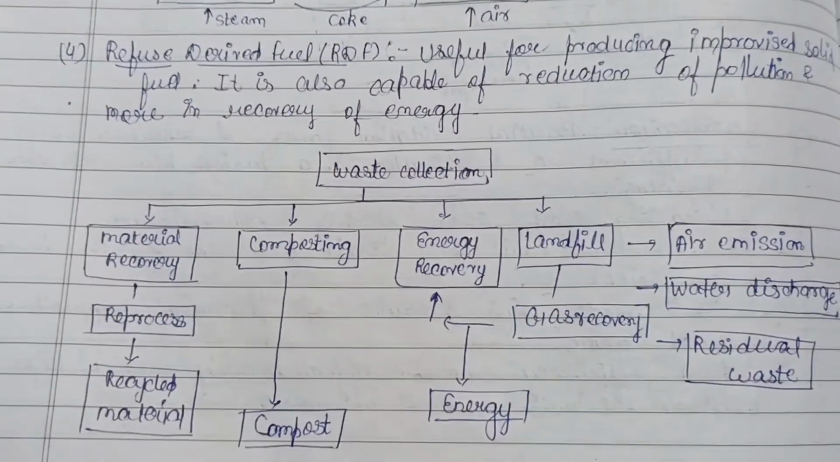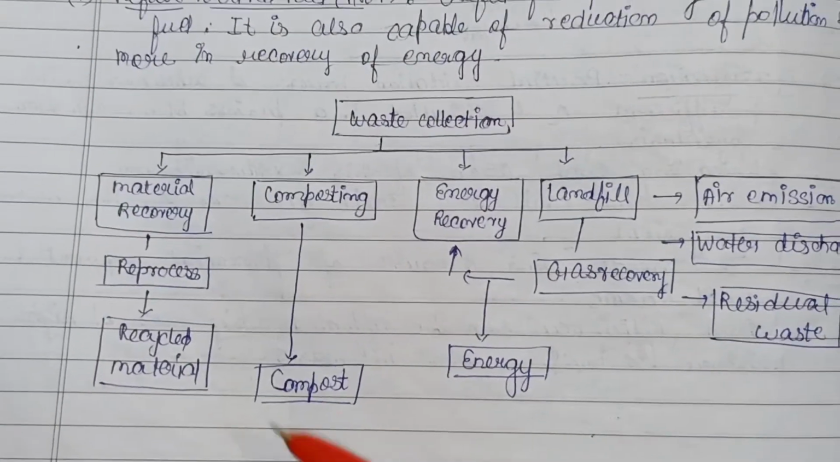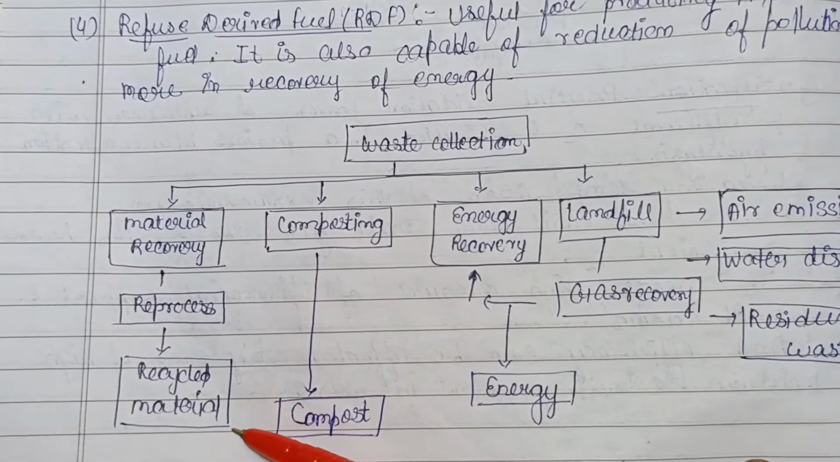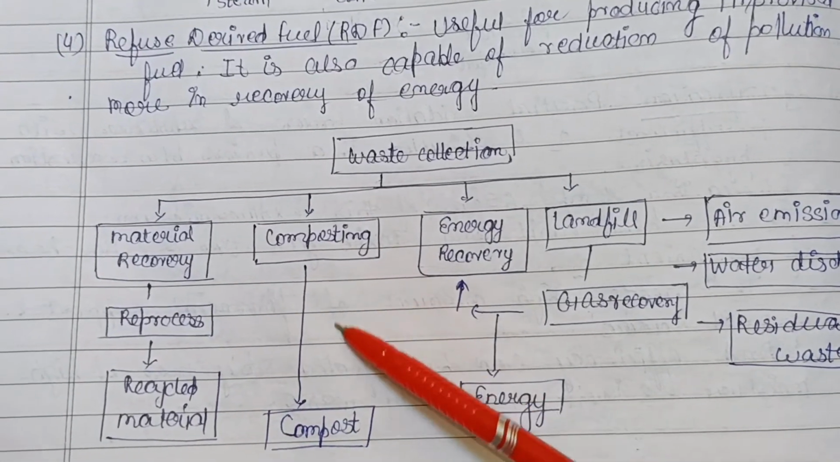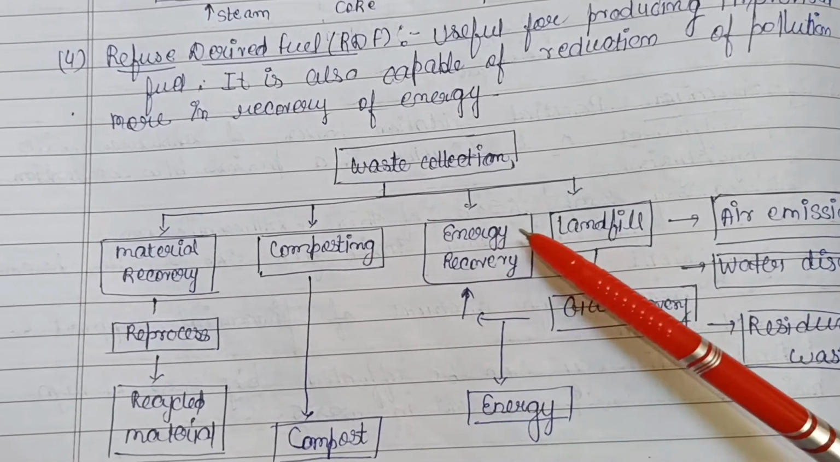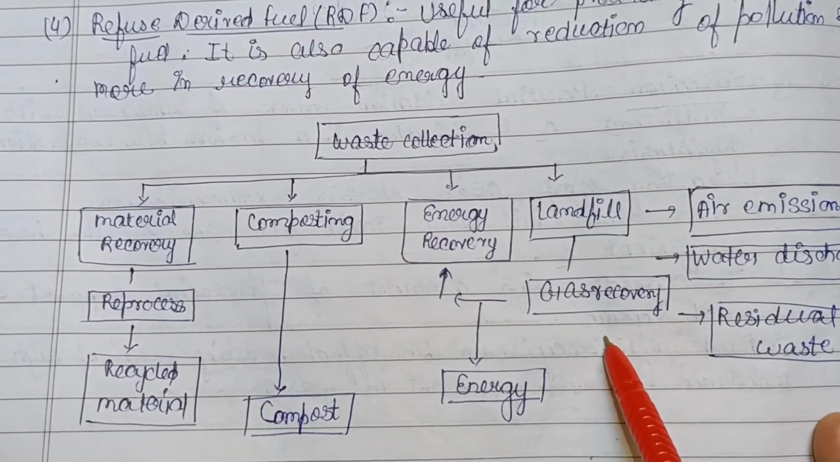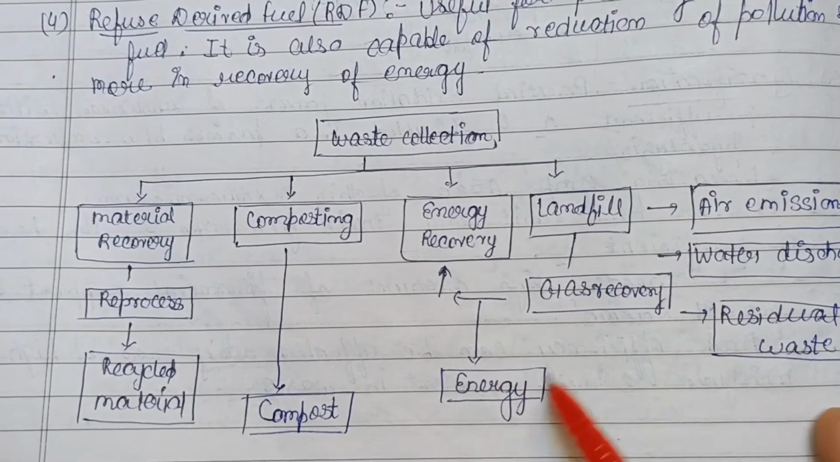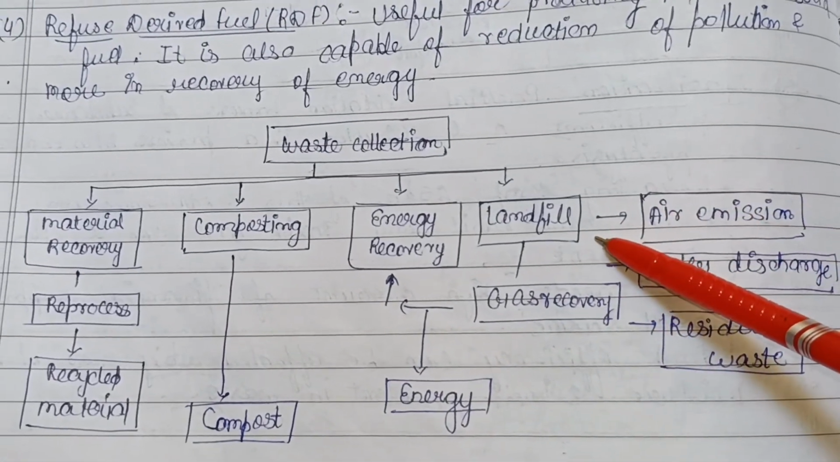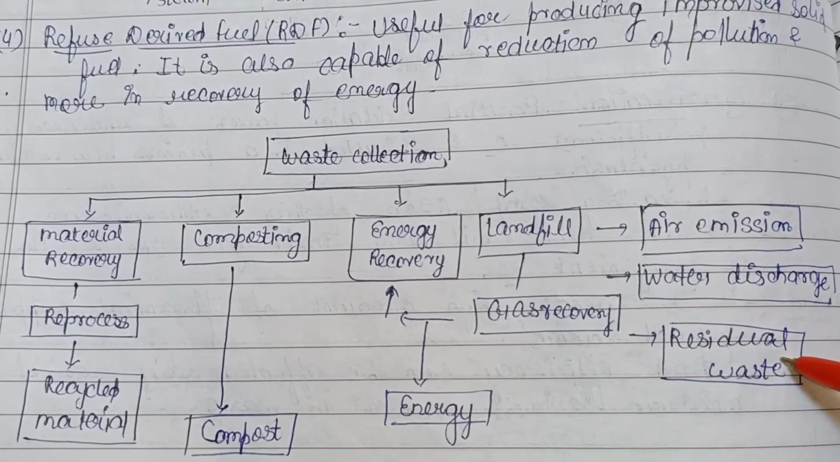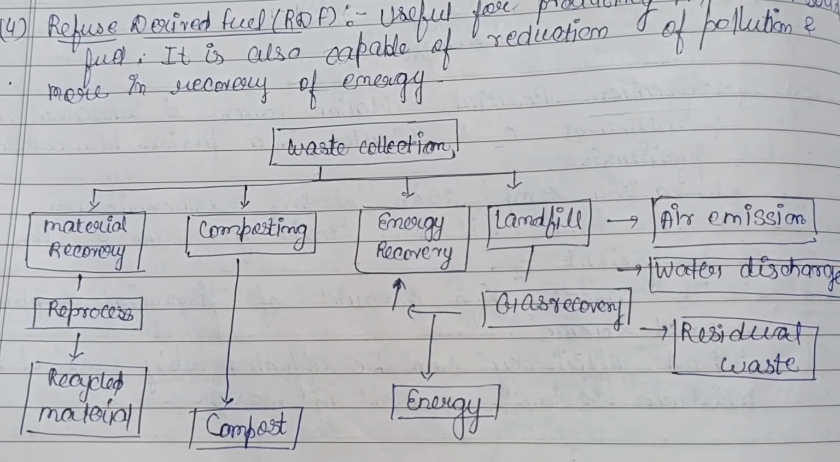So these are the various waste collection methods. First is material recovery, reprocessing and again recycled material should be there. In case of composting, compost is formed. Energy recovery. In case of landfill, gas recovery takes place, and during that, landfill air emission takes place, water discharge should be there, and residual waste is also generated.